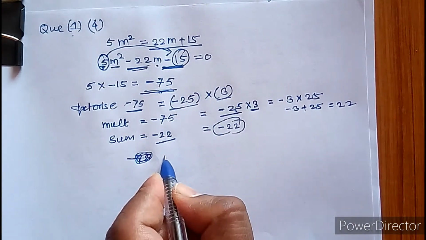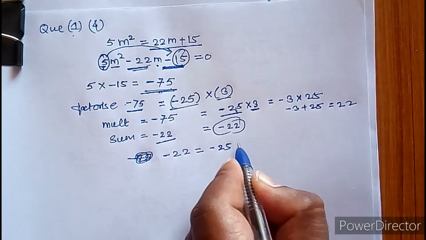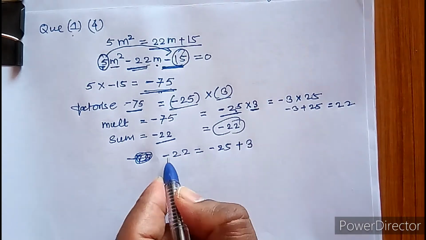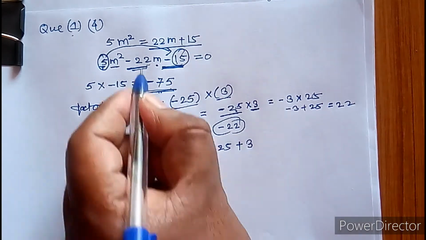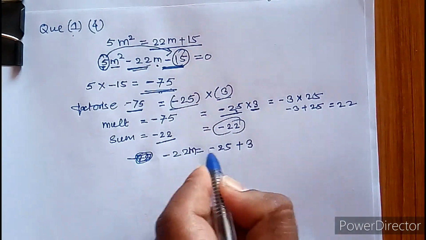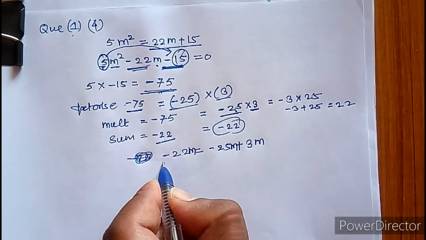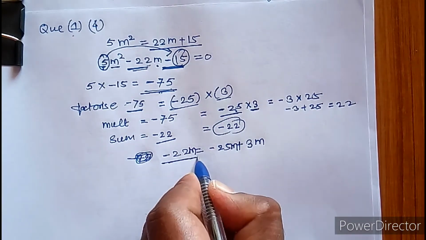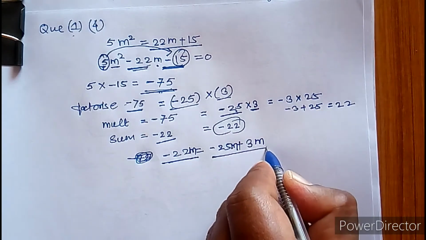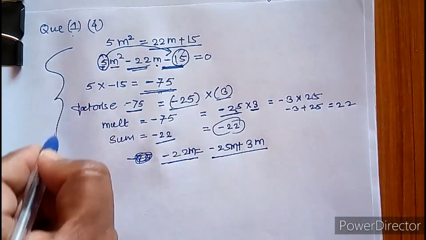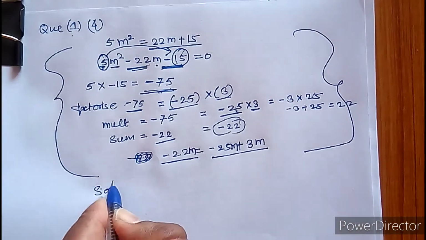Therefore this minus 22 can be written as minus 25 plus 3, which means minus 22m can be written as minus 25m plus 3m. Instead of minus 22m you can write minus 25m plus 3m. This is the rough part, done for understanding. The original solution starts from here.